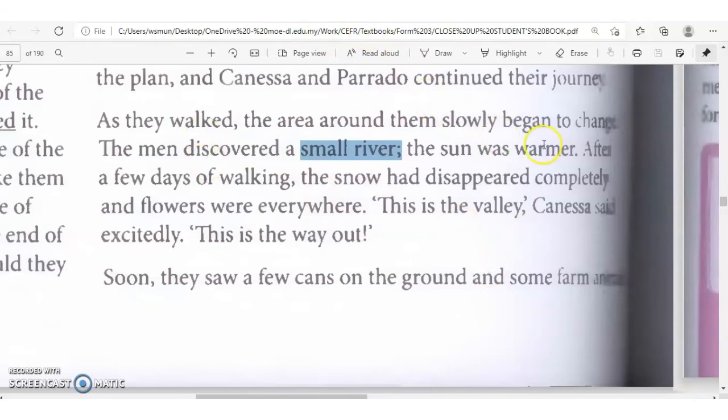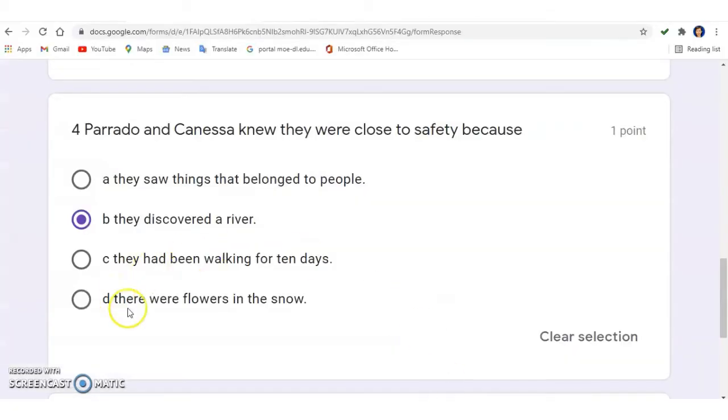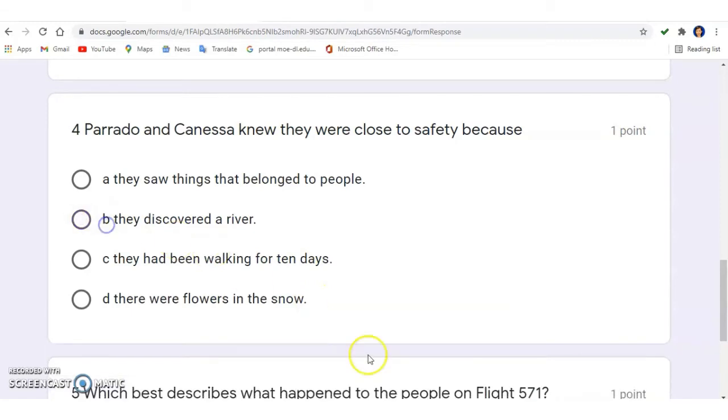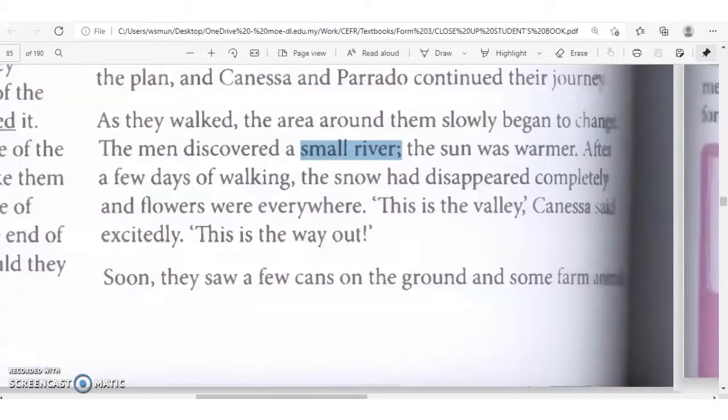Okay, the sun was warmer. After a few days of walking, the snow had disappeared completely and flowers were everywhere. So snow had disappeared and flowers were everywhere. It doesn't mean there were flowers in the snow. So D is definitely not the answer. Okay? Alright, let's continue reading.